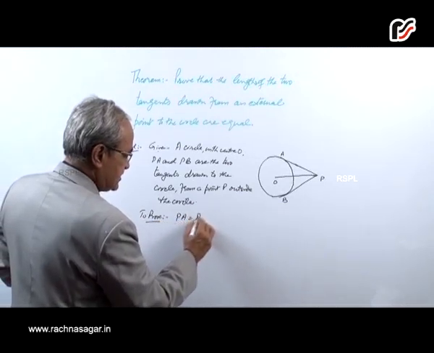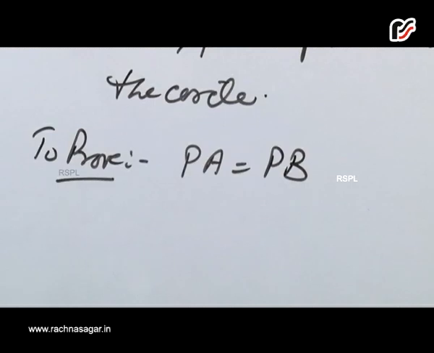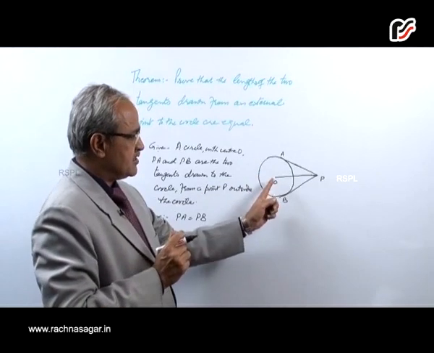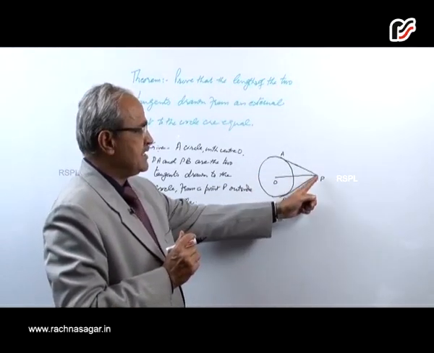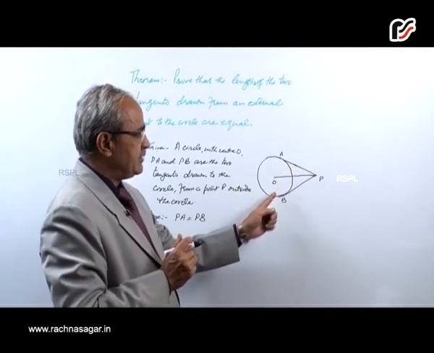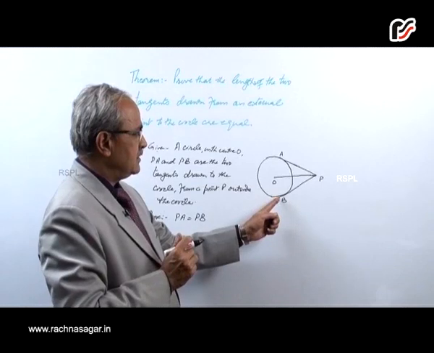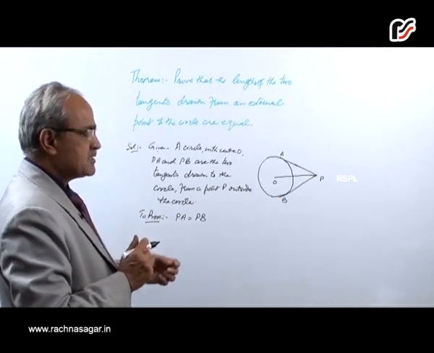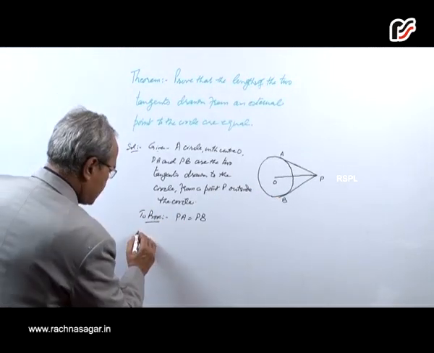PA equals PB. This is a circle given to us with center O, and P is a point outside the circle. From this point, two tangents PA and PB are drawn to the circle, and we have to prove that PA equals PB. Construction.